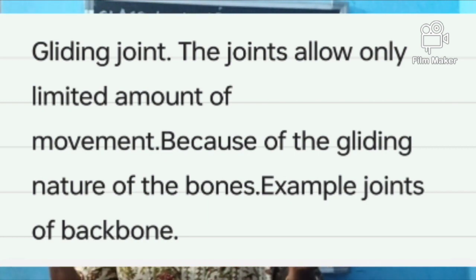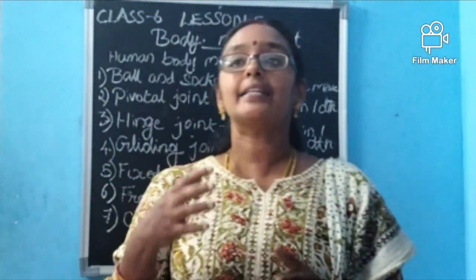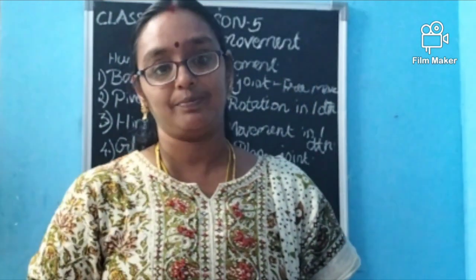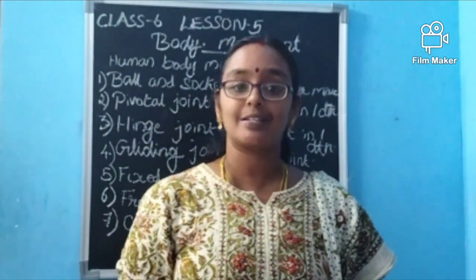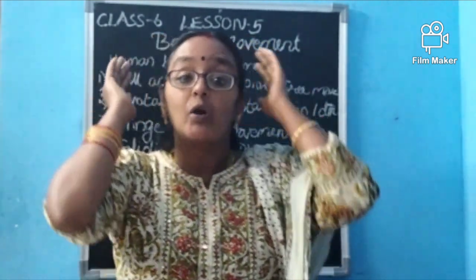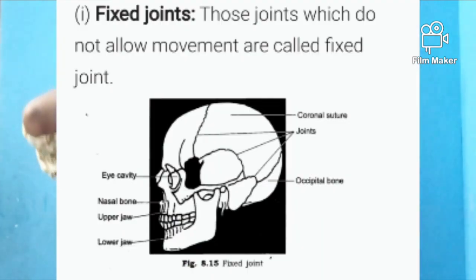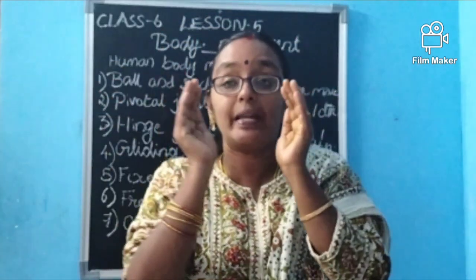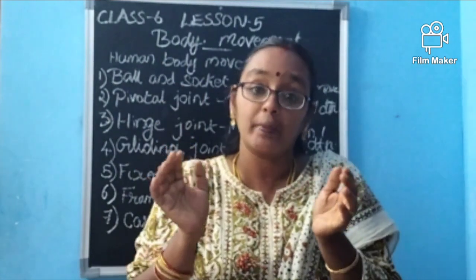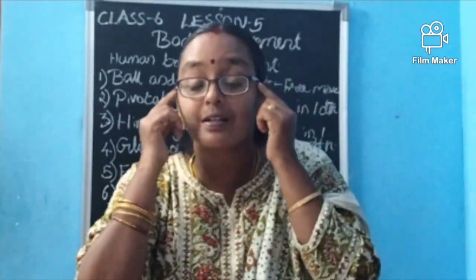Okay, these are the four important kinds of joints, and there is one more joint, that is fixed joint. From the name itself we understand that the bones are fixed. There is no movement. For example, in our skull, the head, we know from the third standard itself that the brain is covered with the skull. There are many bones joined to form the lower part.